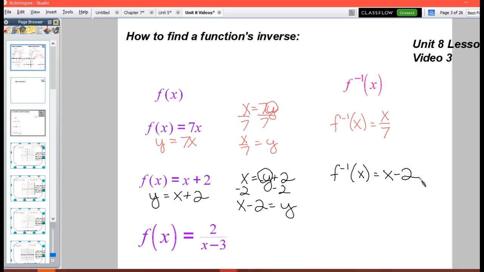Inverses could also be thought of as how to reverse the operation. If someone tells you multiply by 7 to go forward in a process, you're going to take your answer and divide by 7 to reverse it or find the inverse.